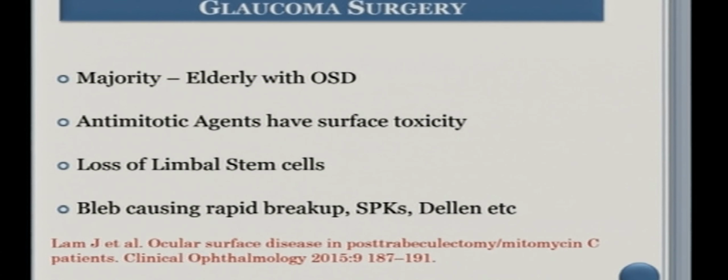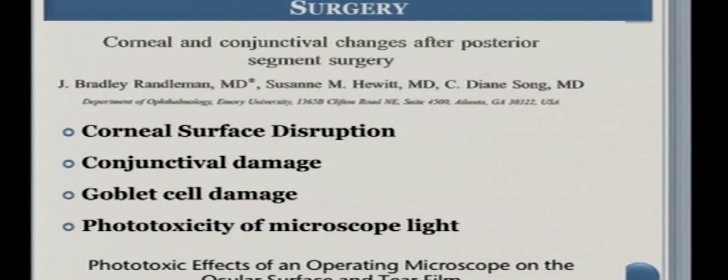Now, if we have done a glaucoma surgery, we are happy with a nice bleb and a normal IOP. But we have used antimitotic agents, and that can cause surface toxicity. We can cause limbal stem cell deficiency because of damage from the antimitotic agent. We can have a large bleb with a normal IOP, but that can cause breakup of tear film just adjacent to the bleb.